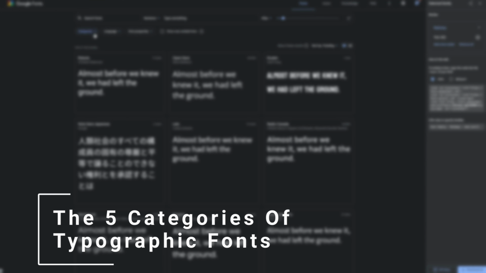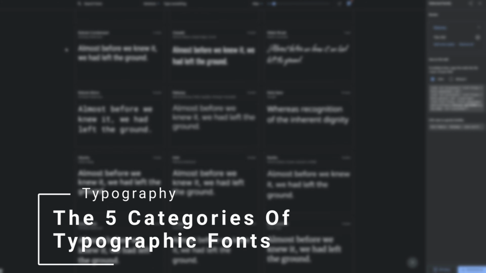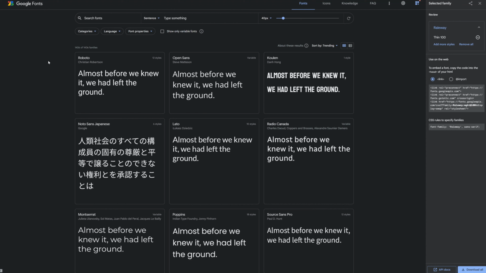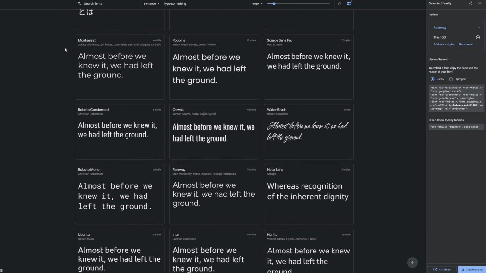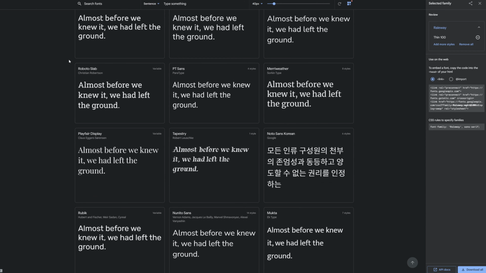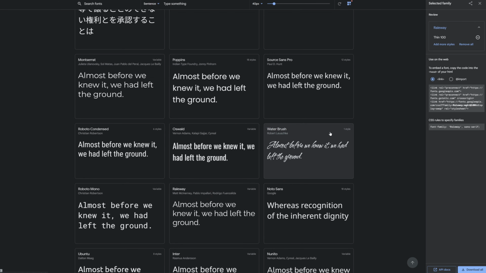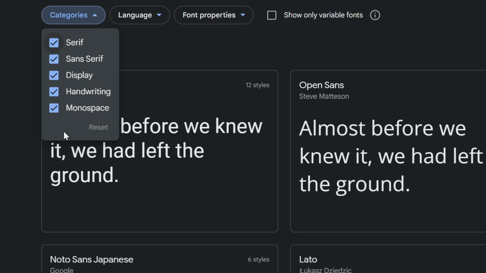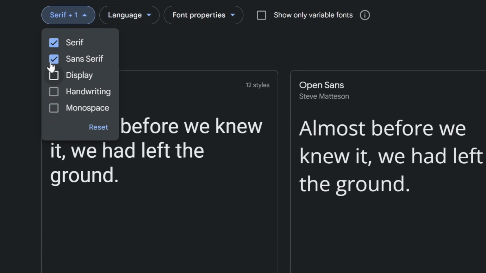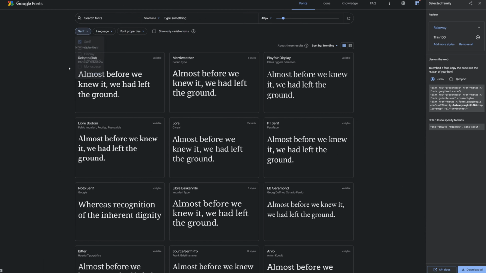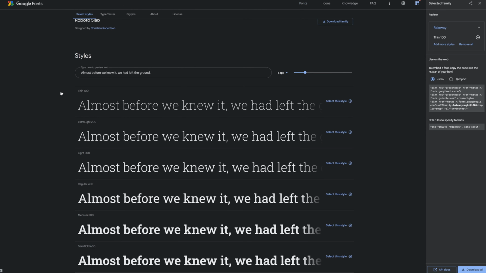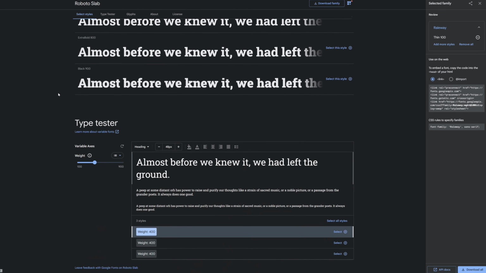The 5 categories of typography fonts. Nowadays, there are many font types and there will undoubtedly be many more in the future. If you want to see the most relevant ones, Google Fonts allows you to see the 5 most important categories. You must be able to distinguish the difference that exists between them so that you can combine them in your projects. Most of the time, you will come across serif or sans serif typefaces.